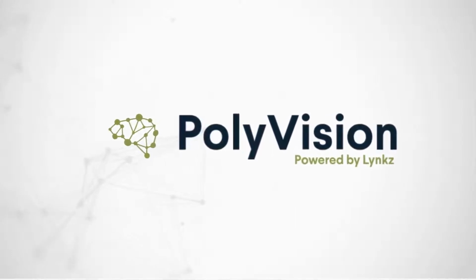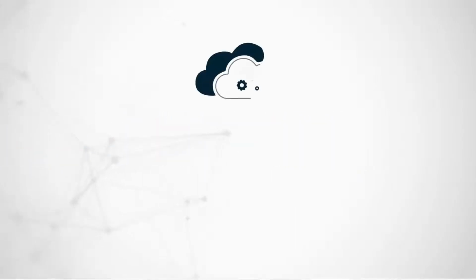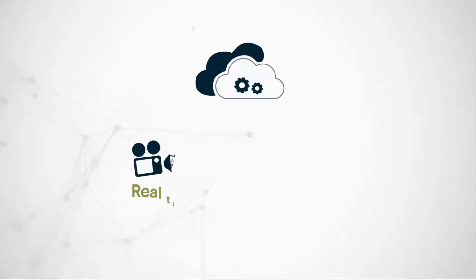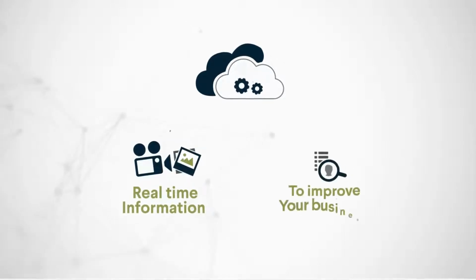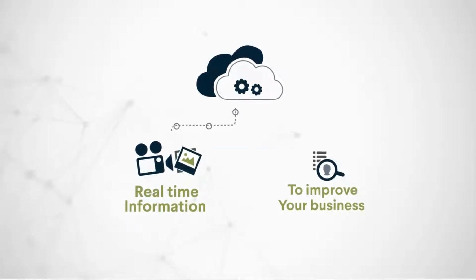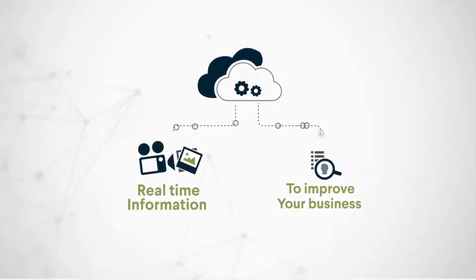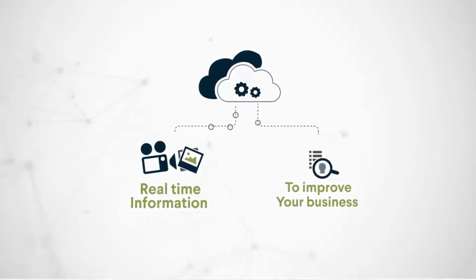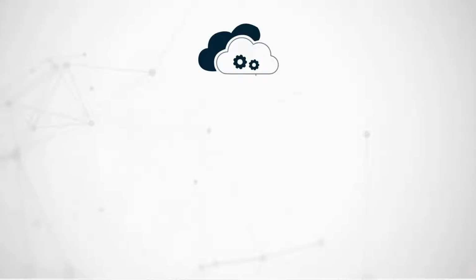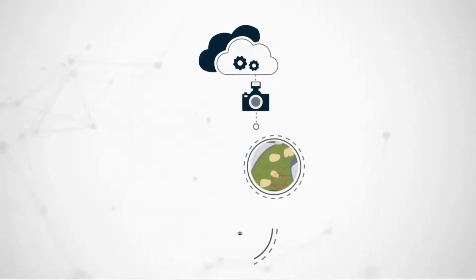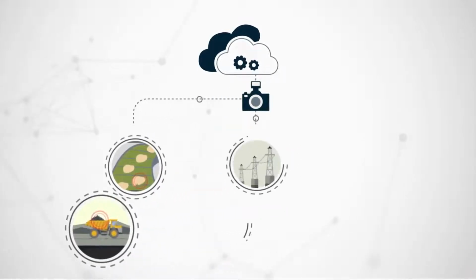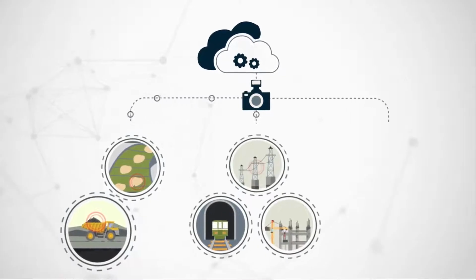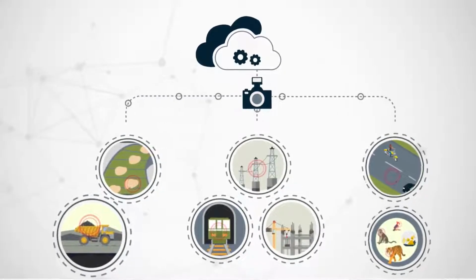PolyVision is a cloud-based vision service that uses artificial intelligence to extract real-time information from video and images. PolyVision uses your video footage or live stream to provide advanced insights, reporting, and analytical capabilities to improve your business. PolyVision makes advanced technology available to any business or person to improve a range of scenarios or processes.